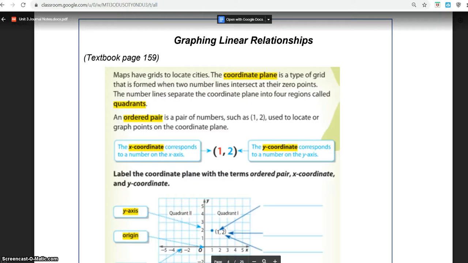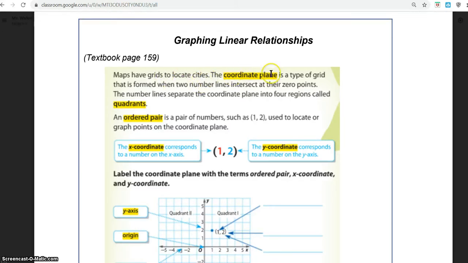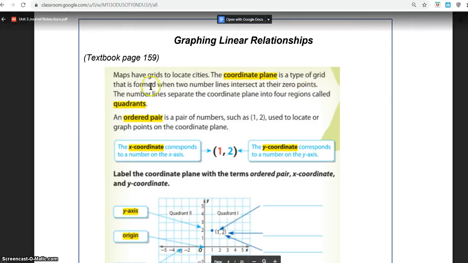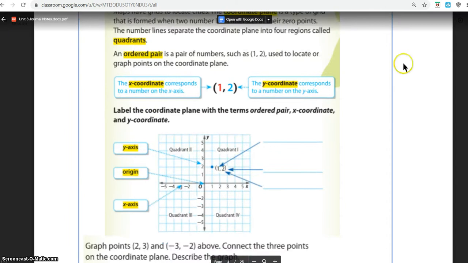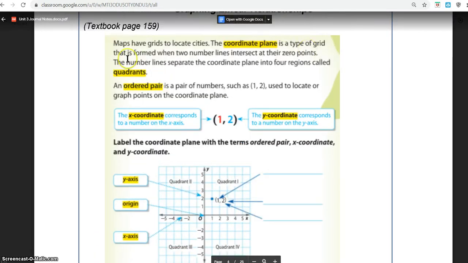Since my copy is not as good, I'm just going to start looking at what you're seeing on the screen instead of my paper. So this says, maps have grids to locate cities. The coordinate plane is the type of grid that is formed when two number lines intersect. These number lines are called axes, your x-axis and your y-axis, which I'm sure most of you have heard. The number lines separate the coordinate plane into 4 regions called quadrants.